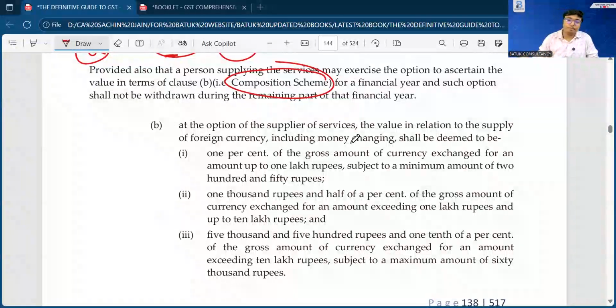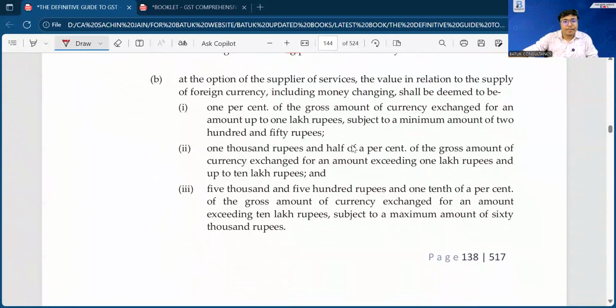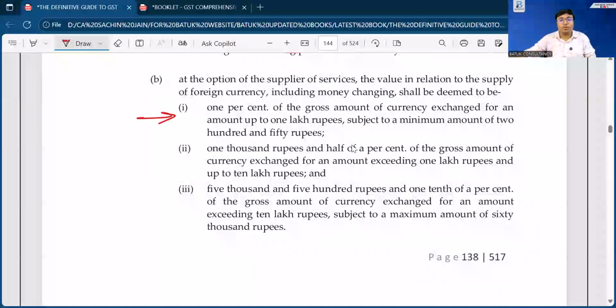Okay, now the value of supply will be calculated. Just read it: 1% of the gross amount of currency exchange for amounts up to 1 lakh rupees, subject to a minimum amount of 250 rupees. That means if someone wants to convert up to 1 lakh rupees into any foreign currency, just take 1% of the currency exchange. Suppose you want to convert 80,000 rupees, then 800 rupees will be treated as the value of supply.